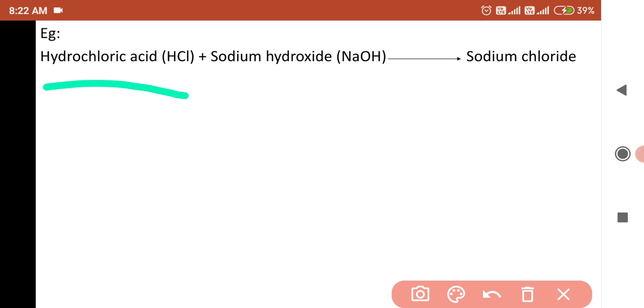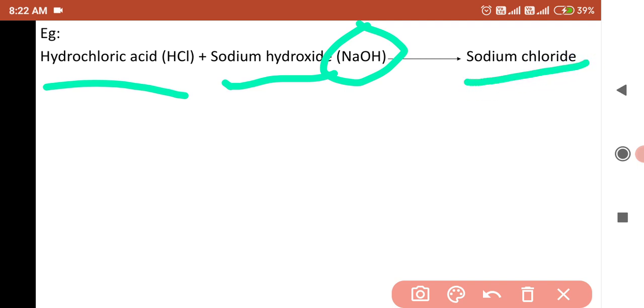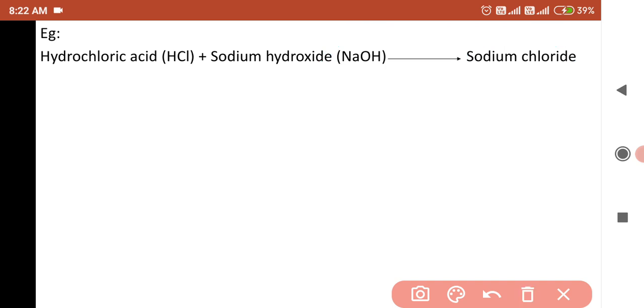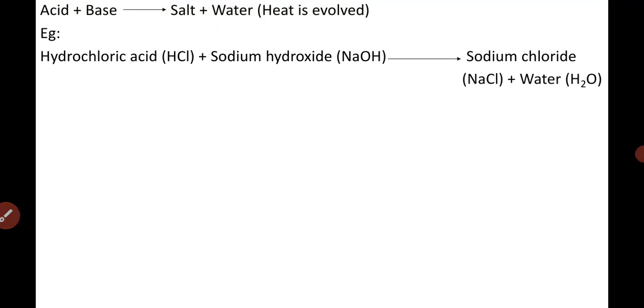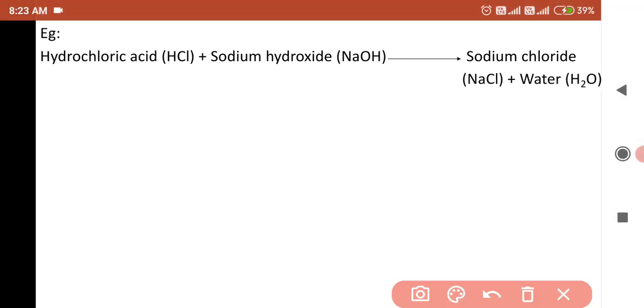Similarly, the example of base taken is sodium hydroxide, and NaOH is the formula of sodium hydroxide, which is a base. The product obtained is salt. What is the chemical name of the salt? Sodium chloride. Clear? And the formula of sodium chloride is NaCl. And what is produced here? Water. And the formula of water is H2O. Clear?